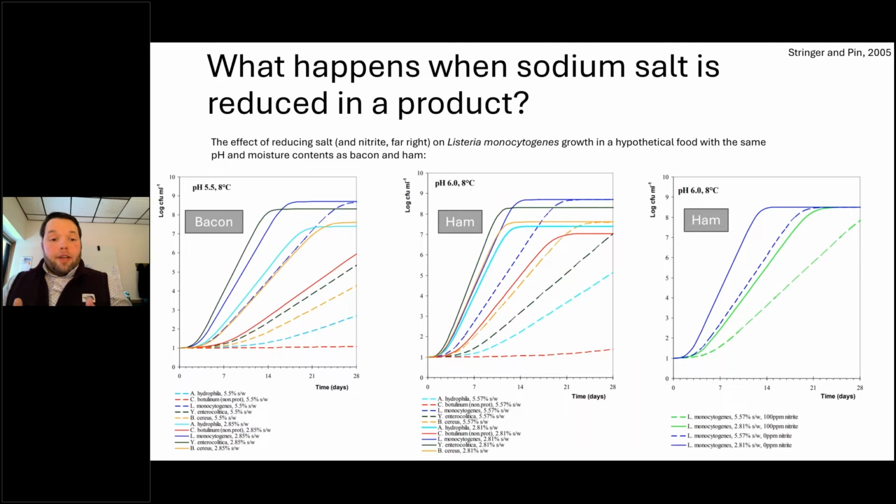When we look at reducing salt, we can see that there's certainly an impact just generally when we're holding most other factors equal. So this is some modeling that was done by Stringer and Penn. The far left panel shows bacon at pH 5.5, 8 degrees Celsius. And as you can see, the solid lines are lower salt concentrations and the dashed lines are higher salt concentrations. You can see that when we have lower salt, we have much more rapid growth for all species investigated. Most of these are pathogenic species.